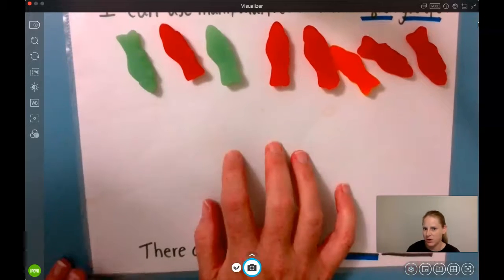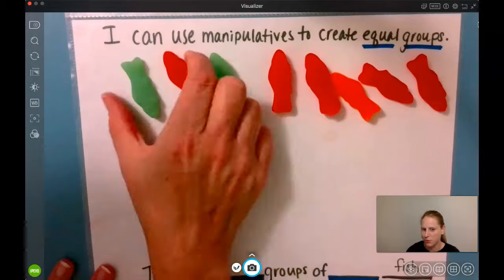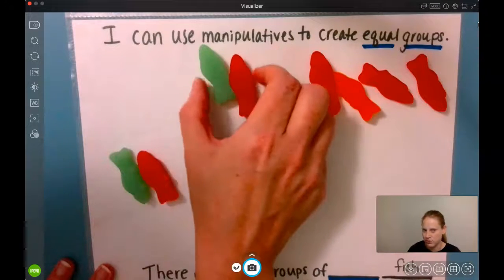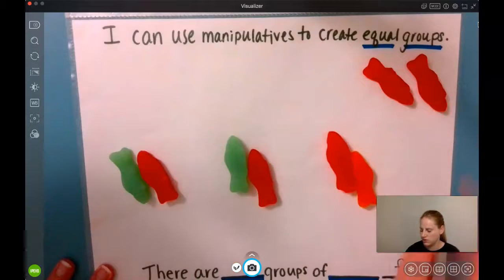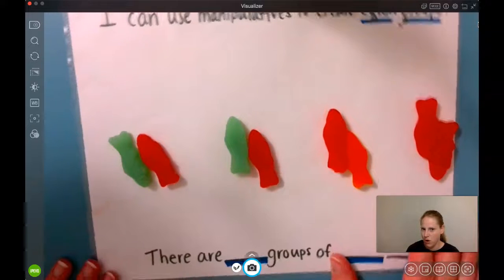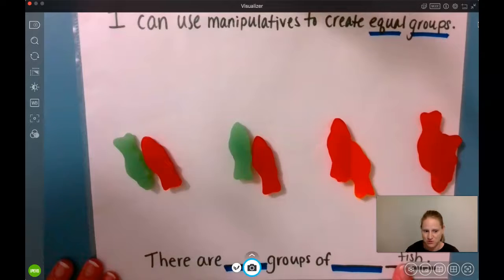Let me do that up here and you can check your work with mine. If I'm going to take these 8 counters and put them in groups of 2, I'm going to do it like this. 1 group of 2, 2 groups of 2, 3 groups of 2, and 4 groups of 2. So I agree, scholars, there are 4 groups of 2 fish.